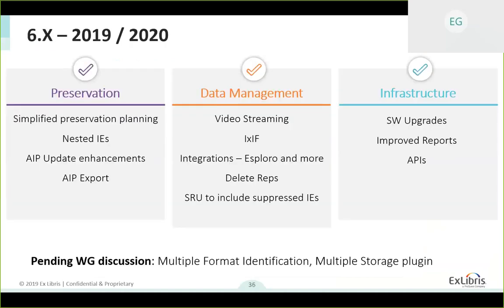So there are several issues beyond those which we are discussing with the working groups. For example, as you can see at the bottom, the multiple format identification, the storage plugin. We have a major discussion now with the working groups about nested IEs, which is a huge change to the content structure in Rosetta, and we are having discussions on how and when this can be done. This is really changing the whole attitude to the relation between the IEs.